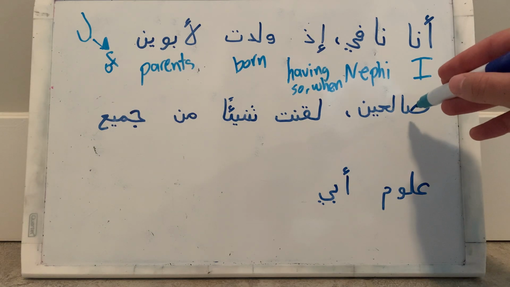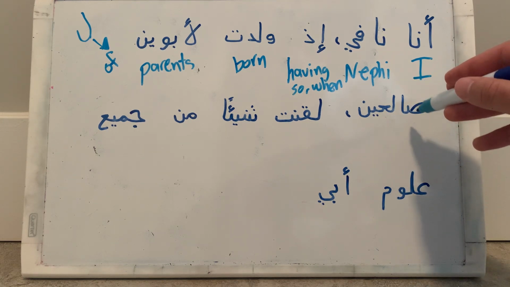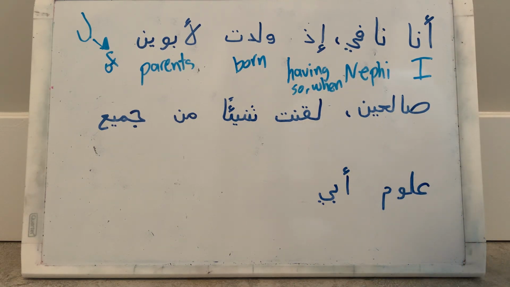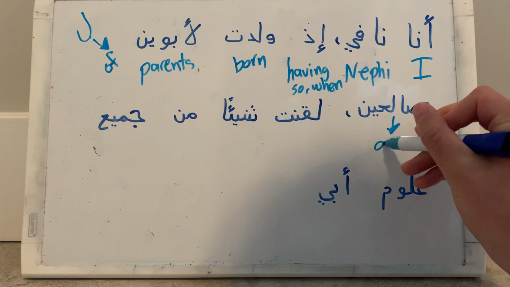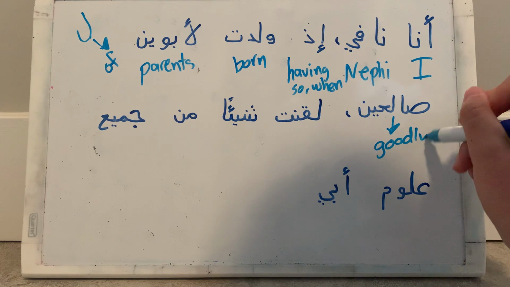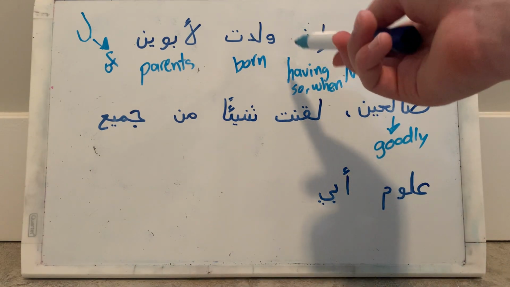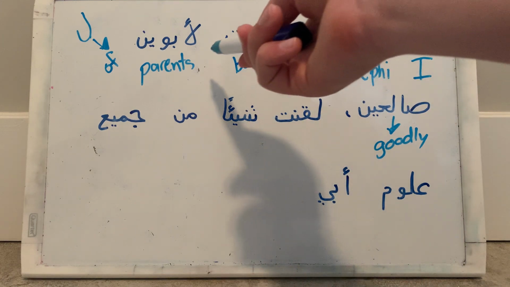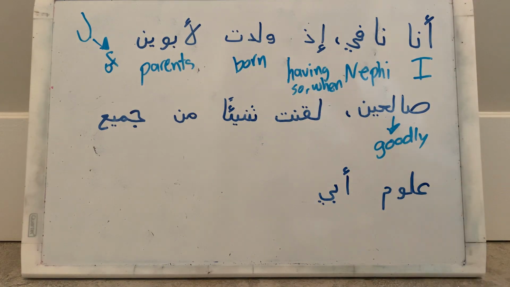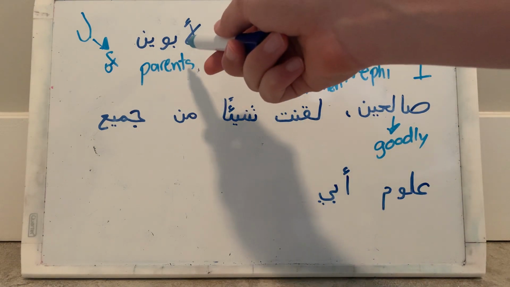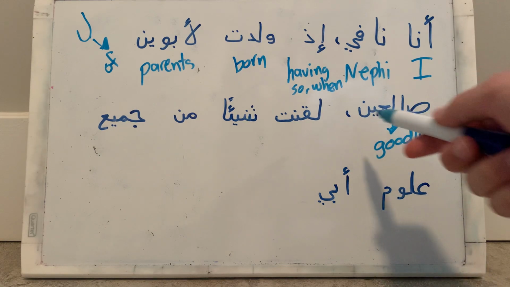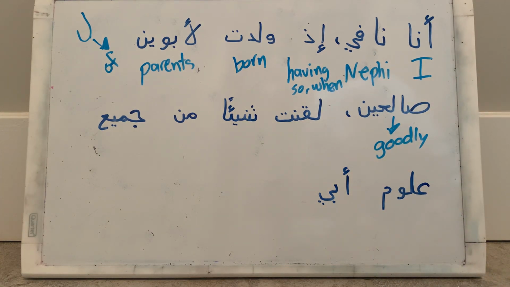And then we got salihin. Salihin means goodly, or good, or righteous. It means a number of things, but for this one, it's goodly. So, I, Nephi, having been, or when I was born of parents, goodly parents: إذ ولد لأبوين صالحين. Okay, that was a little bit difficult with the grammar. It gets more difficult though, not here, but later in the verse.